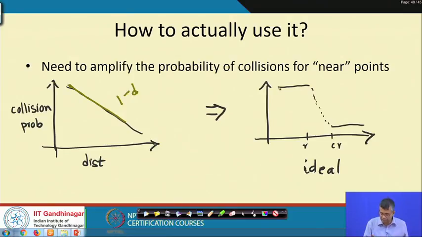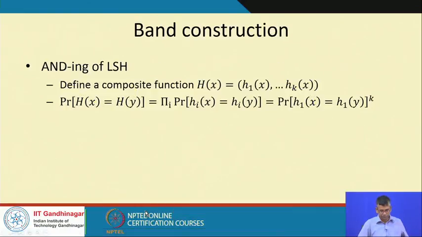What we want is a picture something like this: we are given r, we are given CR. What I want is that the collision probability should be very high if the distance is less than r, and the collision probability should be very low if the distance is bigger than CR, and in between I do not care, it can be anything, just that I want this to be high and I want this to be low. So, how do I achieve that? And this is the next big idea in LSH, which helps you do this amplification in probabilities.